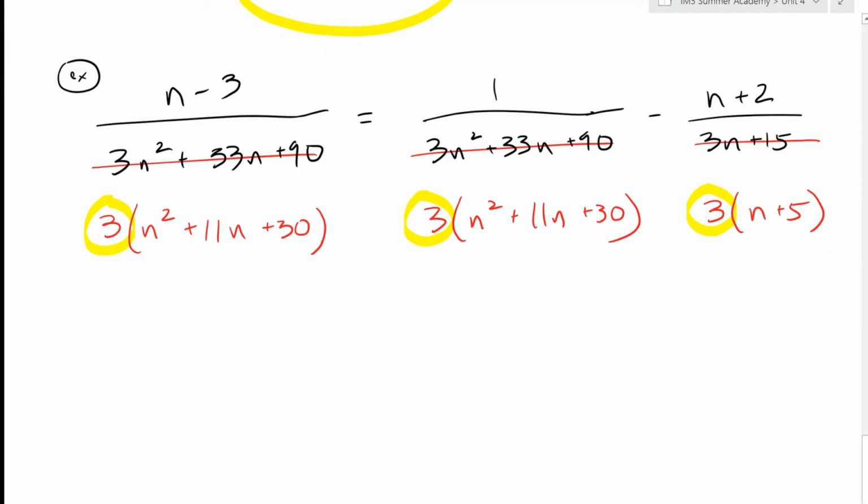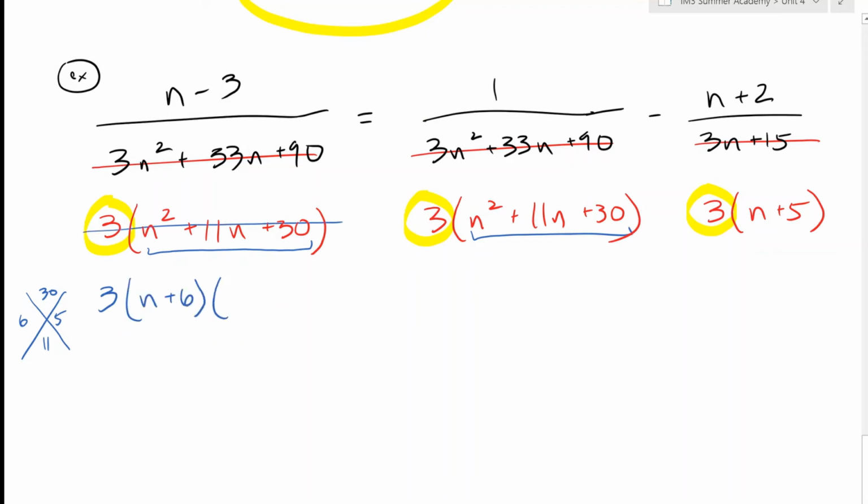Because you see, we can still factor these ones a little bit more. We can x factor those. Top number is 30, bottom number is 11. That's completed with a 6 and a 5. So really, instead of this, it's going to be 3 times n plus 6 times n plus 5. Same thing for this one, because it's the same polynomial.